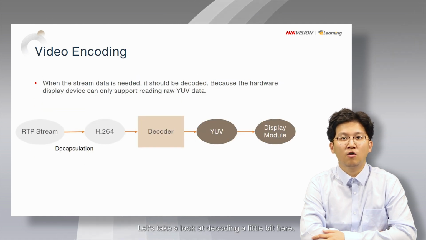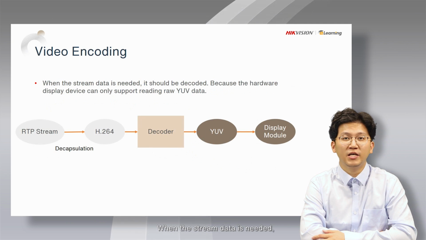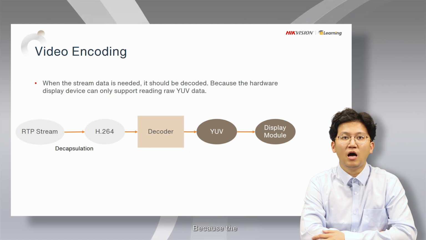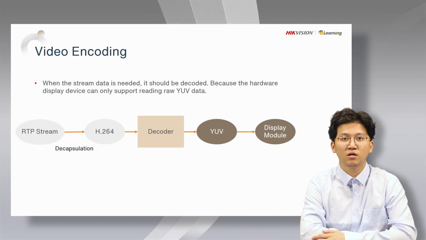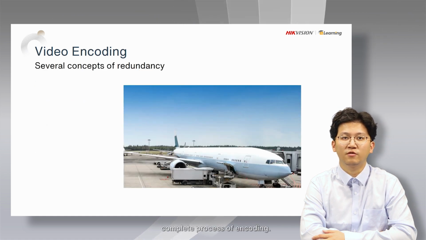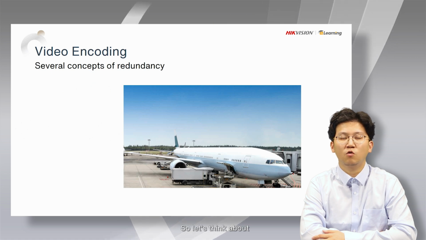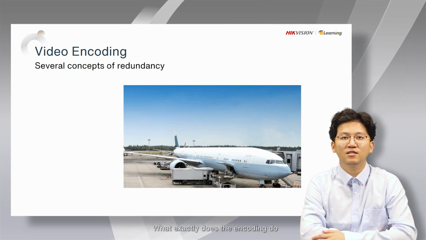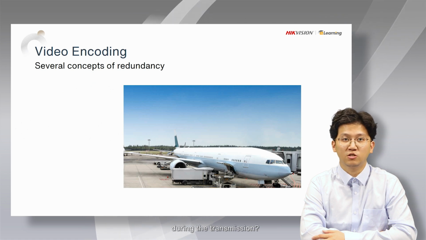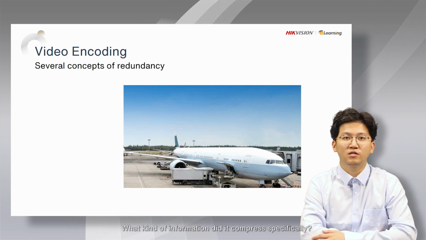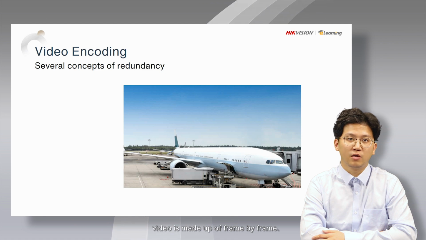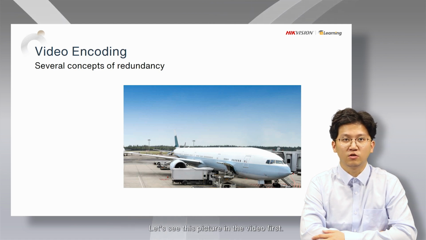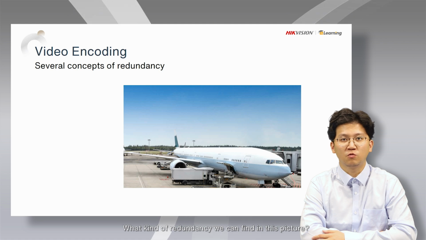Let's take a look at decoding a little bit here. When the stream data is needed, it is decapsulated and decoded, because the hardware display device can only support raw YUV data. Now we know the complete process of encoding, so let's think about some questions. What exactly does the encoding do during transmission? What kind of information does it compress specifically? We know that video is made up of frame after frame. Let's look at this picture in the video first. What kind of redundancy can we find in this picture?